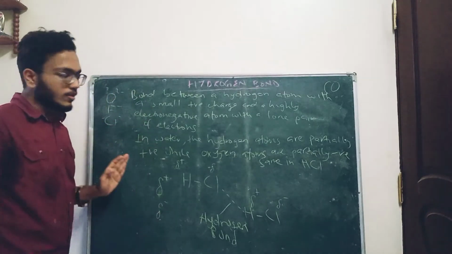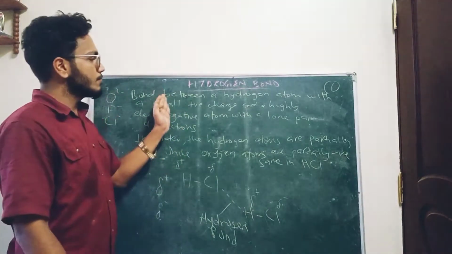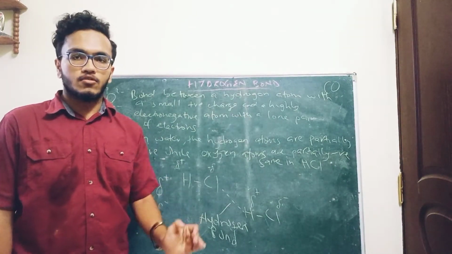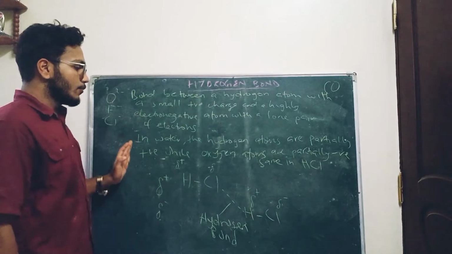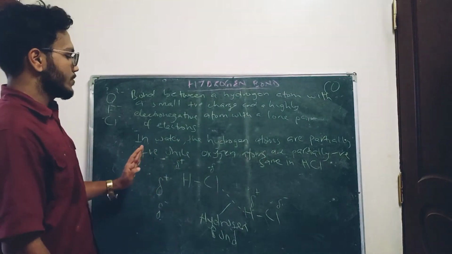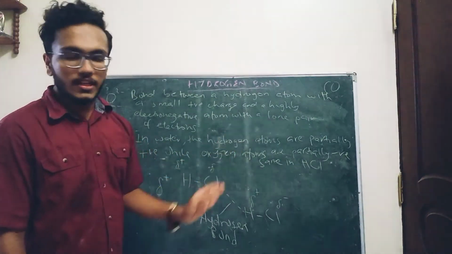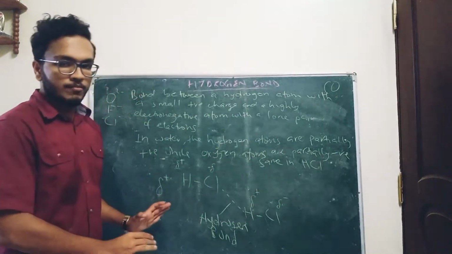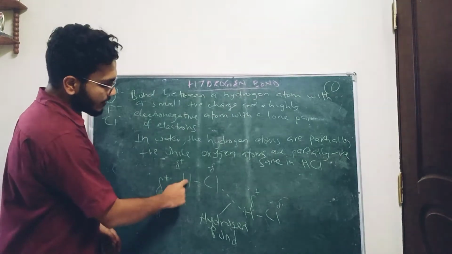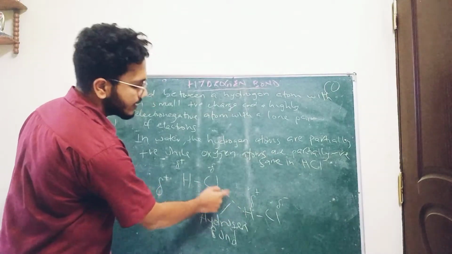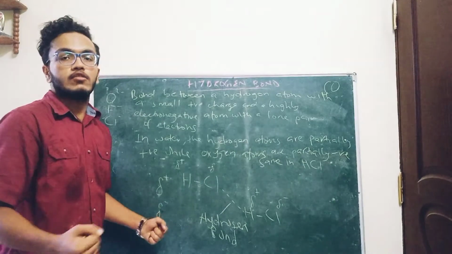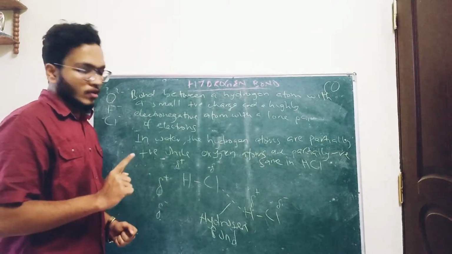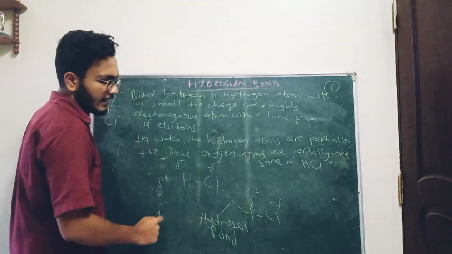You don't have to know all this. What you have to know is that hydrogen bonding occurs in polar molecules, in polar substances that are soluble in water. In water, the hydrogen atoms are partially positive, while the oxygen atoms are partially negative. Same in HCl. So I have given you an example of the hydrogen bond in HCl: hydrogen to chlorine, chlorine to hydrogen. This is the hydrogen bond joining two molecules of hydrochloric acid. Two molecules of HCl are joining due to a hydrogen bond between H and Cl.